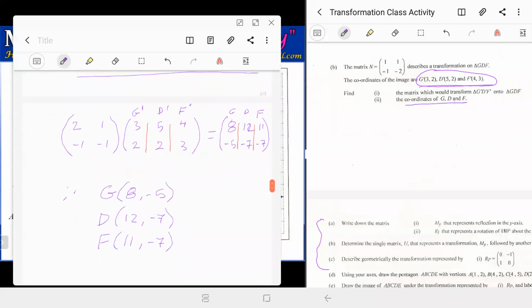Understand that? Yes, sir. Beautiful. So you have to work it out and put them in brackets to give them as coordinates, which is the answer. All right, so do this calculation for me now.